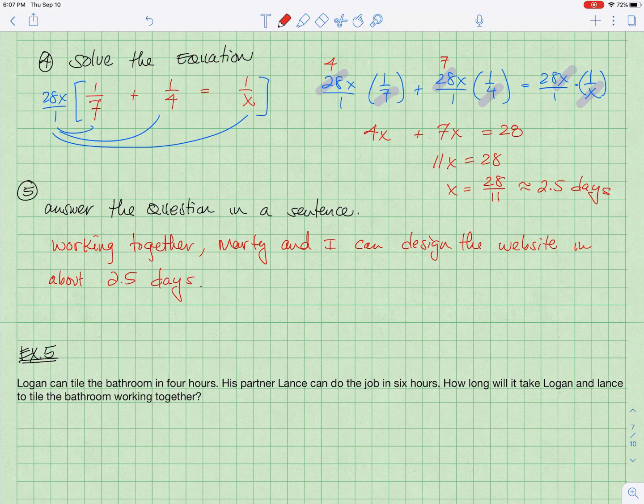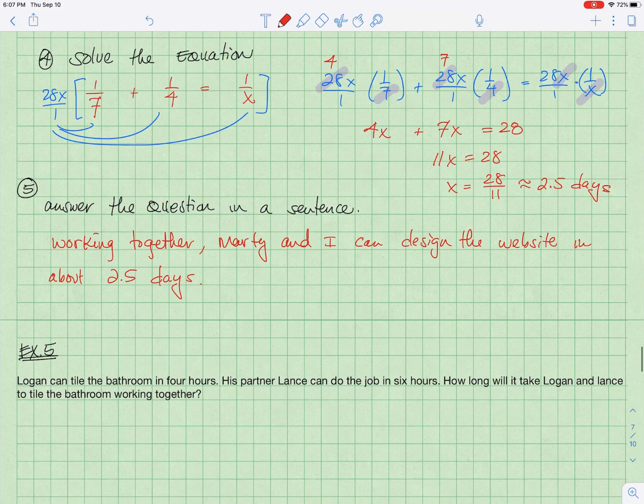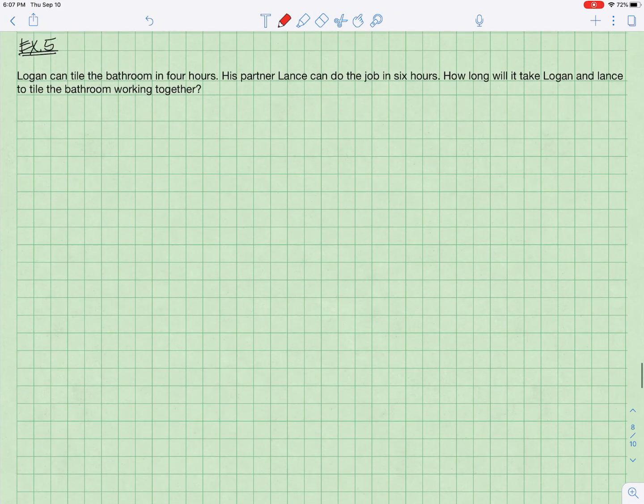So that's the idea. We're going to take a look at a couple more examples here using the exact same guidelines. So let's go through it. Example number 5, Logan can tile the bathroom in 4 hours. His partner Lance can do the job in 6 hours. How long will it take Logan and Lance to tile the bathroom working together?